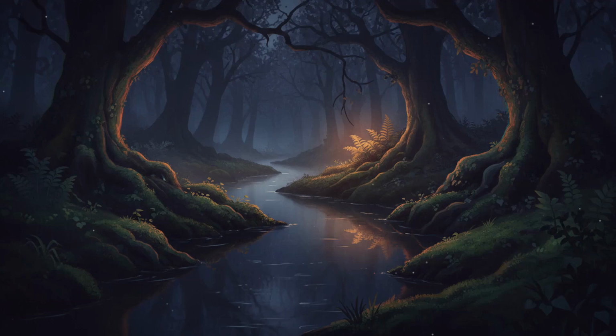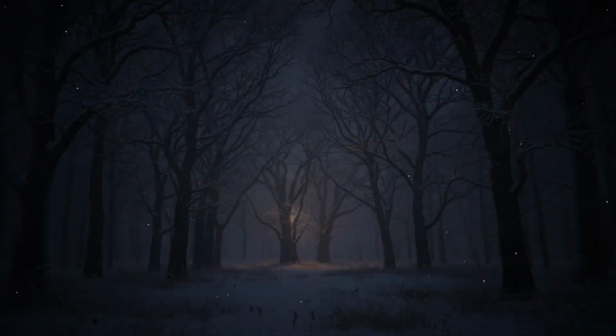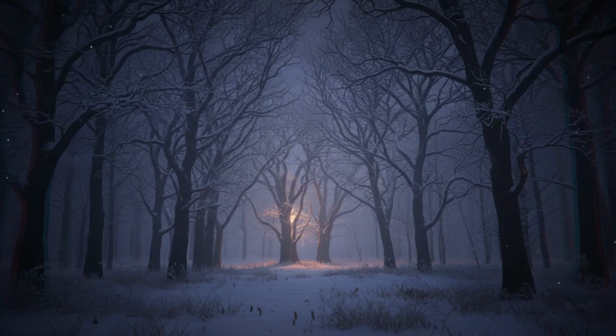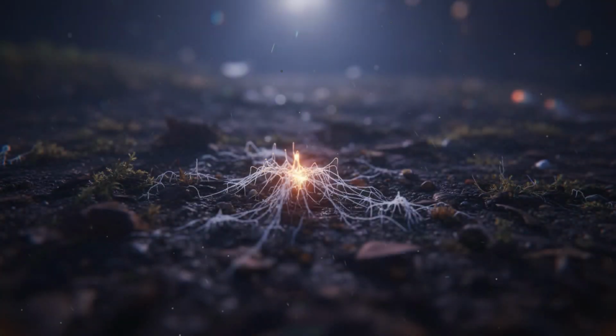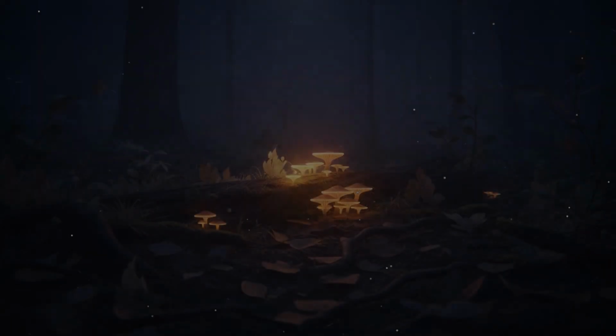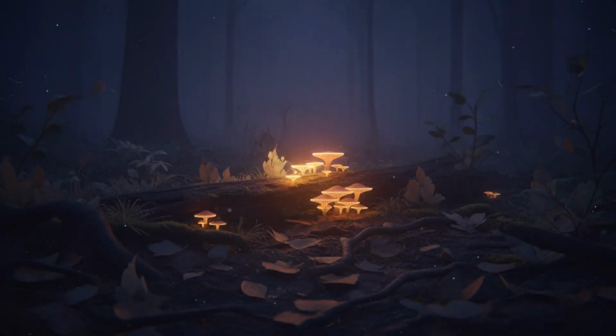This is how disturbance compounds. You remove the earthworms, and the soil compacts. The soil compacts, and the fungal threads cannot spread. The fungal threads cannot spread, and the trees lose their connections. The trees lose their connections, and the seedlings struggle. Each loss enables the next. The forest does not collapse all at once. It thins quietly from below.